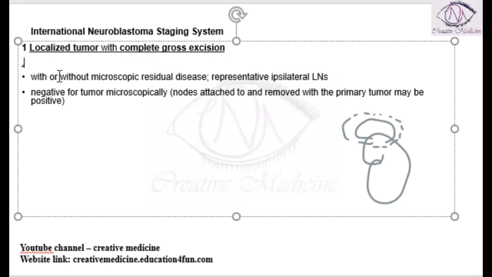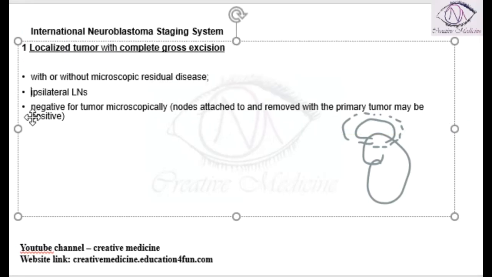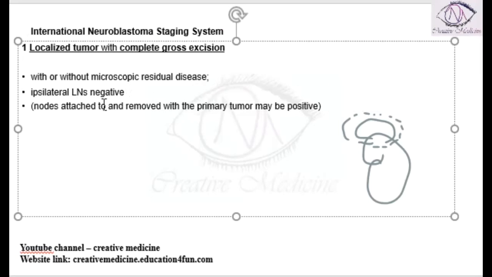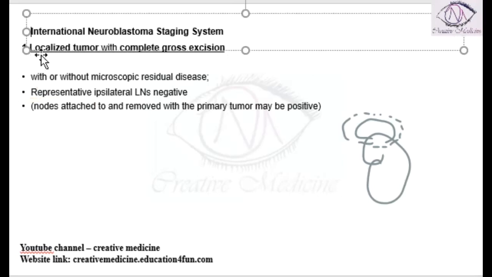It is excised with or without residual microscopic disease, and the ipsilateral lymph nodes are negative for tumor. The nodes which are attached to or removed with the primary tumor may be positive, but representative ipsilateral lymph nodes are negative. If anything is attached to the primary tumor, then it is positive; except for them, all the others are negative. Then that is a localized tumor with complete gross excision, which is stage 1.